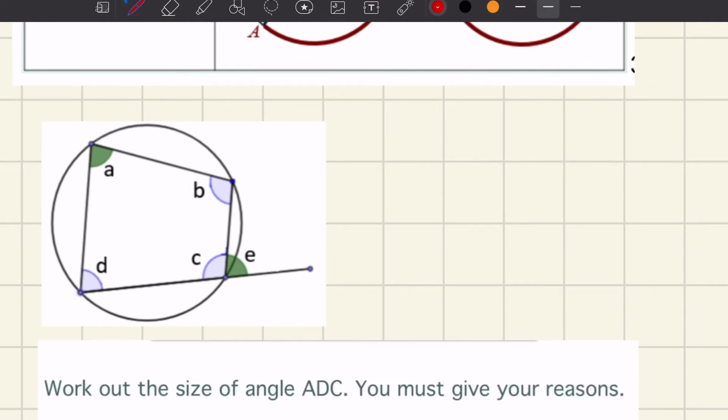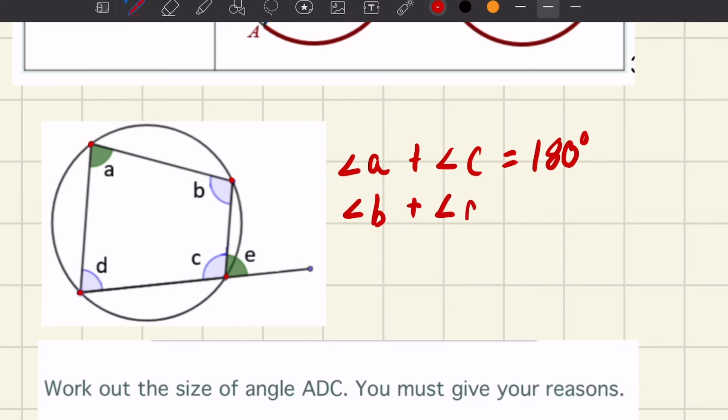Now the last one is about cyclic quadrilateral. It is a quadrilateral which has all of the four vertices on the circumference of a circle. And inside a cyclic quadrilateral, the opposite angles are always supplementary with each other, meaning that the opposite angles add up to 180 degrees. So in this case, angle A plus angle C is equal to 180 degrees. And the same for angle B plus angle D is also 180 degrees.